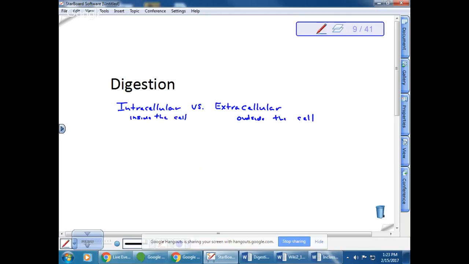For example, when we were talking about the sponges, they do not have a digestive tract, and so all of their digestion has to be intracellular. Anytime we have extracellular digestion, that goes along with having a gastrovascular cavity. And this is where enzymes are released into a space where digestion takes place.